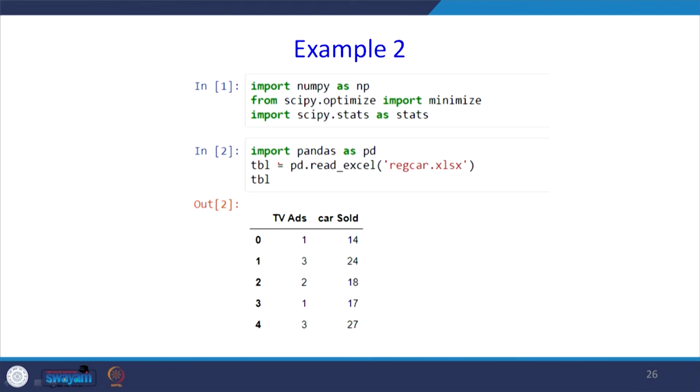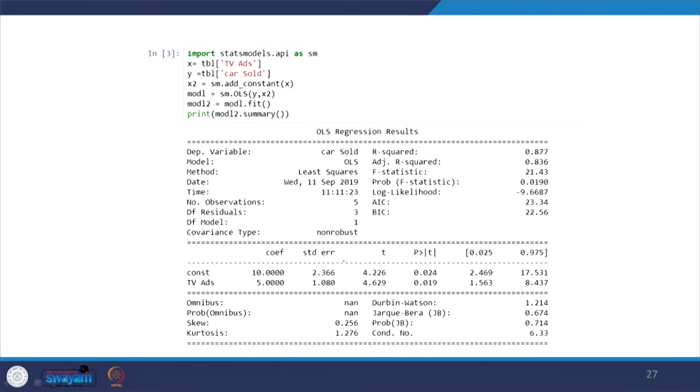I have imported the data; this is the TV ads and cars sold. When I run the ordinary least squares method, we get this answer. What is this answer? Y equals 10 plus 5 TV ads. Here we can say x1 is the TV ads.